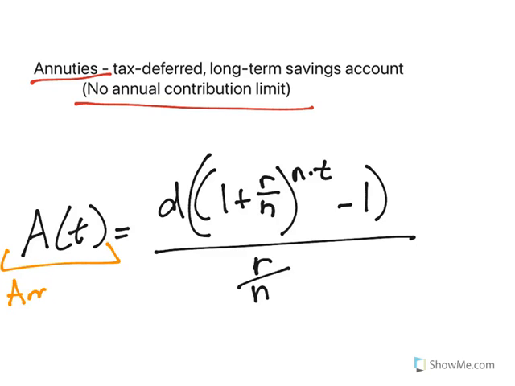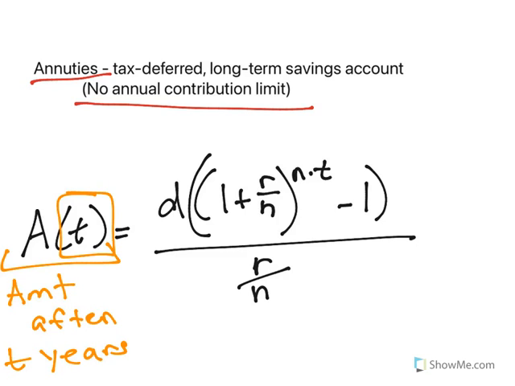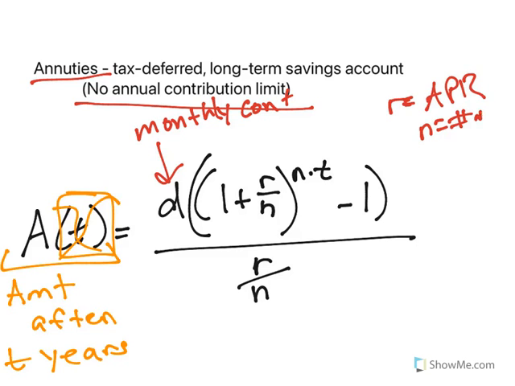Now this here is the amount after t years. The t inside the parentheses doesn't really mean anything; it's just an informational piece telling you how many years you're doing this. D is the monthly contribution. R is your annual percentage rate. N is the number of deposits per year, in this case months. Generally, people make annuity deposits every month, so that's 12 times a year, so N would be 12. T is the number of years. So that's what all of these different pieces mean.